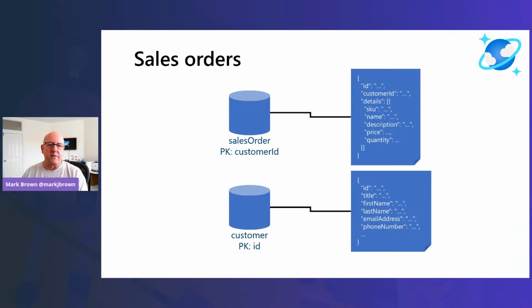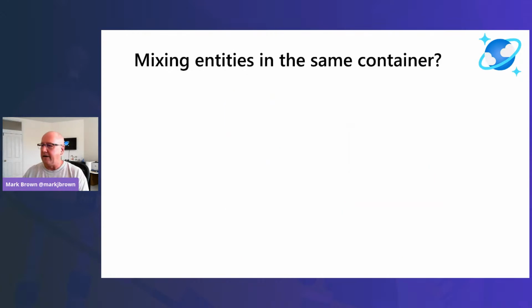Okay, before we go any further, I want to take a step back. When looking at the containers we've designed so far, it's interesting to note that we already have a container that's partitioned by the customer's ID, and that's the customer container itself. So could we store, say, the customer record and the sales orders in the same container? Yes, absolutely, we can do that.